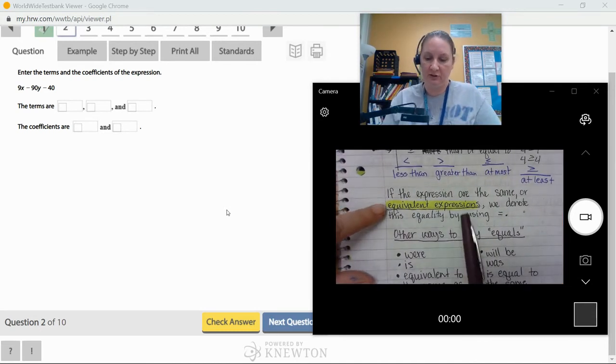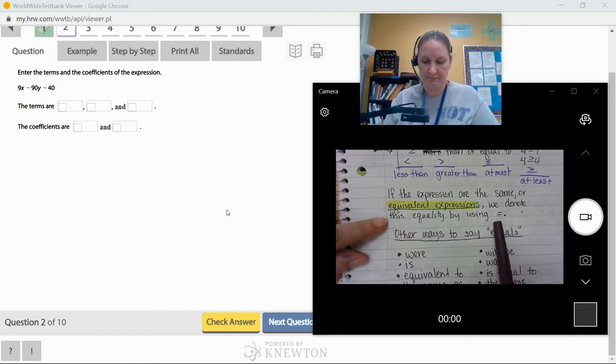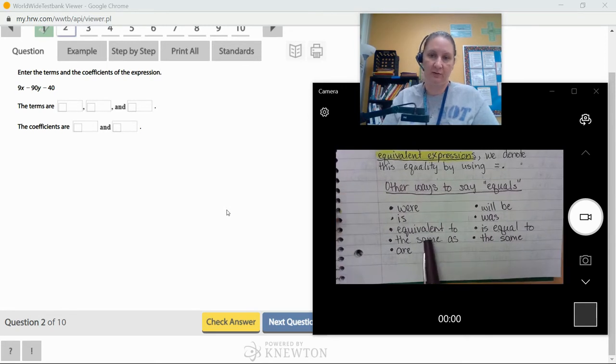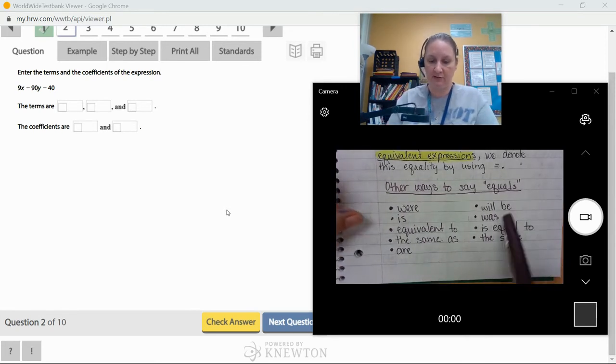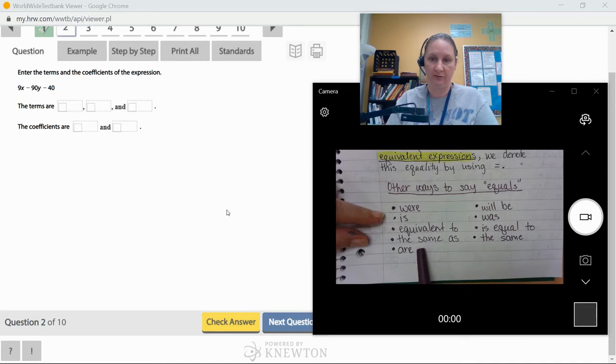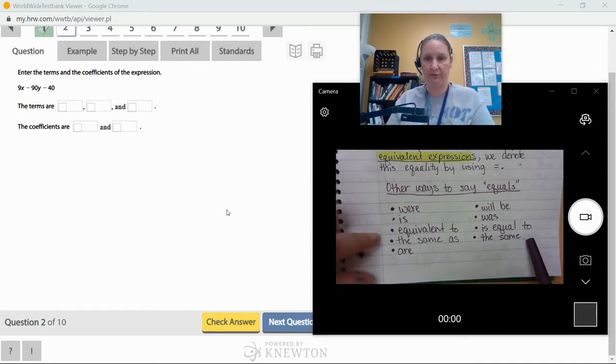So if an expression is the same or equivalent to another, then we use the equal sign. Other ways that you might see the word equals translated are: were, is, equivalent to, the same as, are, will be, was, is equal to, or the same.